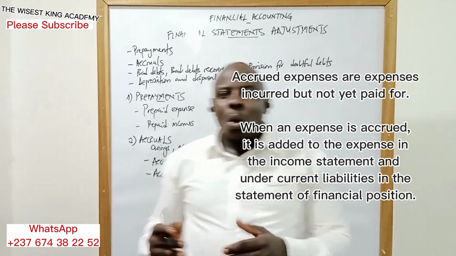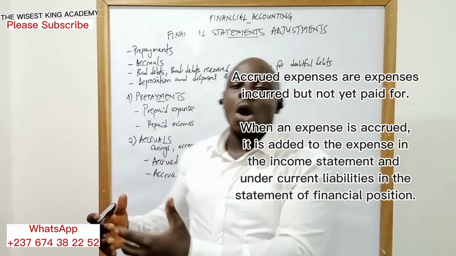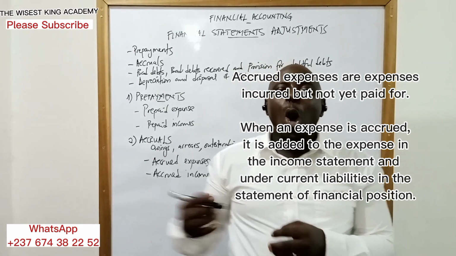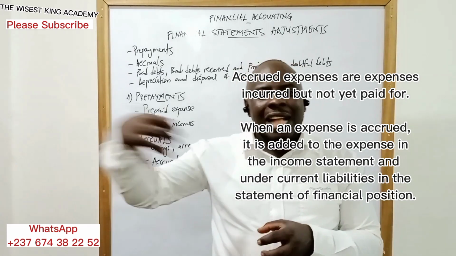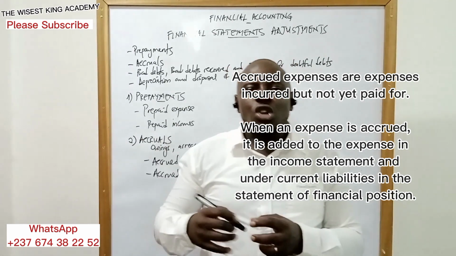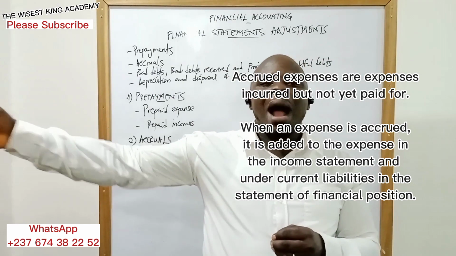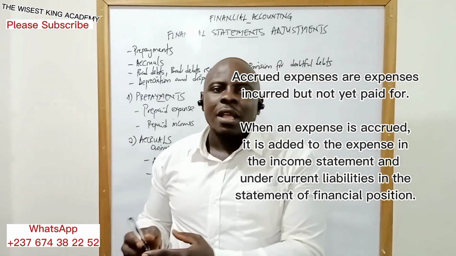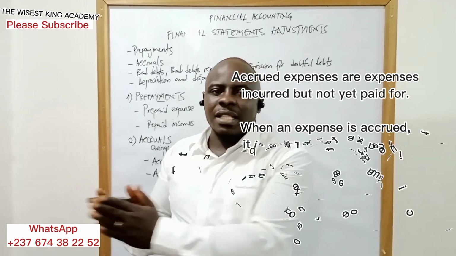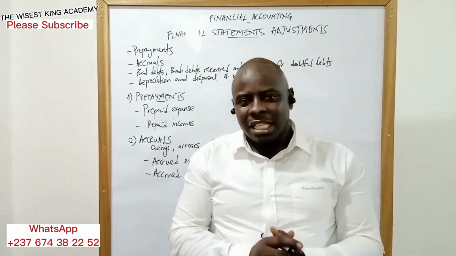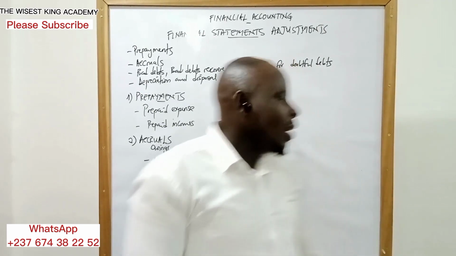This is because when we incur an expense and we have not yet paid, we are owing the provider of that service until we pay. And by so doing, those people are our creditors, whereas we are a debtor to them. That is why accrued expenses are shown under current liability in the statement of financial position.